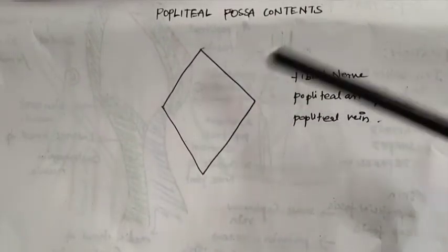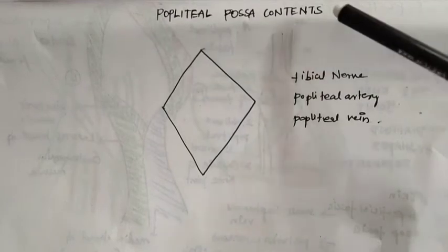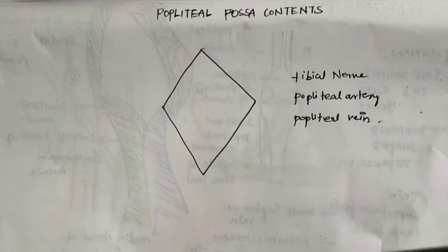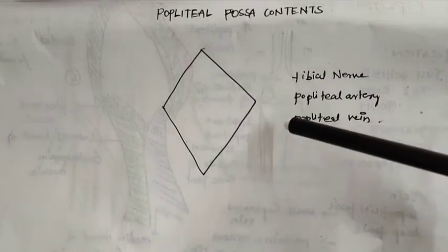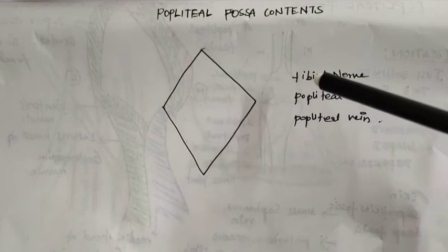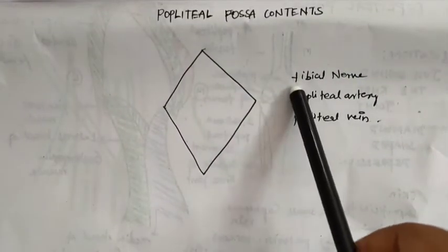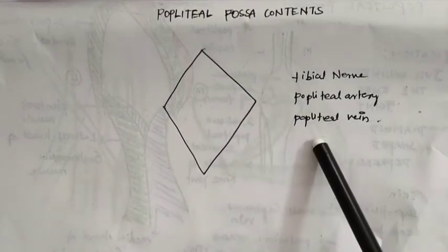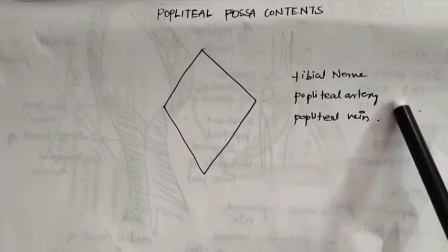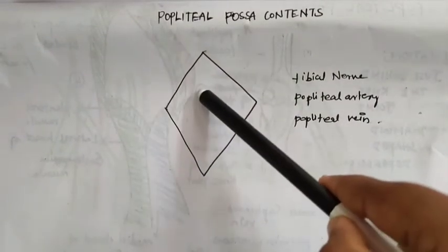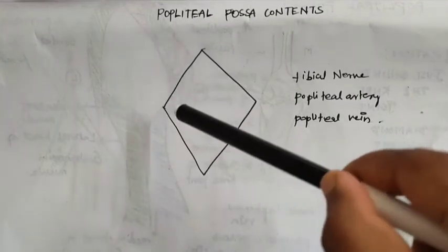Today we are going to see about popliteal fossa contents. In my previous video we learned about the popliteal fossa roof, floor and boundaries. In this video we are going to see about the popliteal fossa contents, that are tibial nerve, popliteal artery and popliteal vein. The popliteal artery and popliteal vein enter the popliteal fossa through the tendinous opening, that is the adductor hiatus present in the adductor magnus muscle.